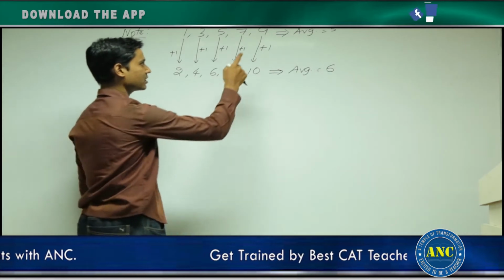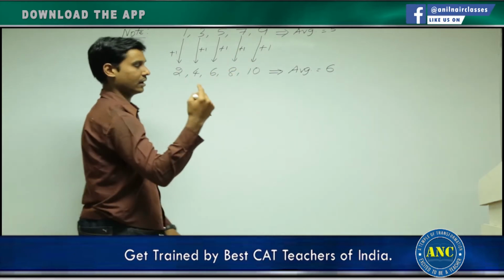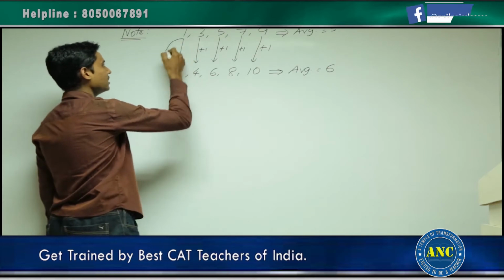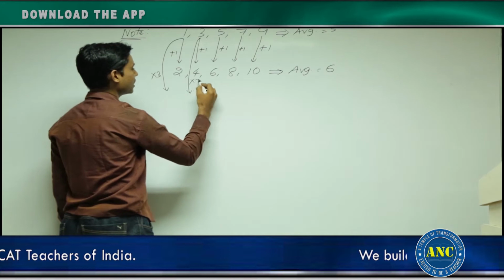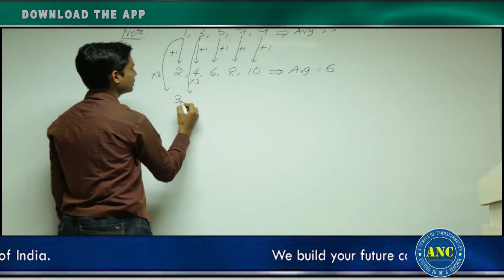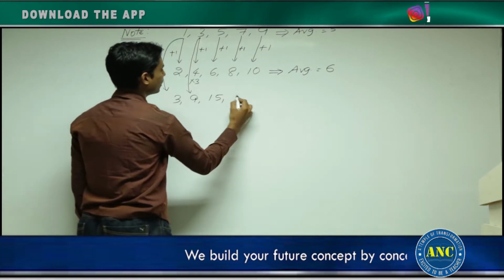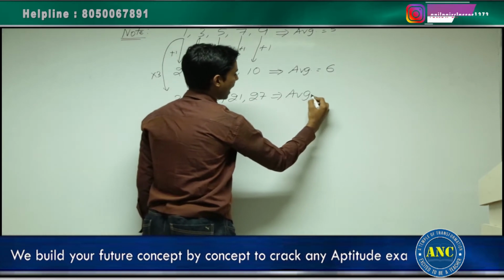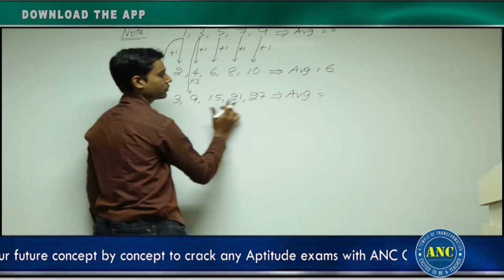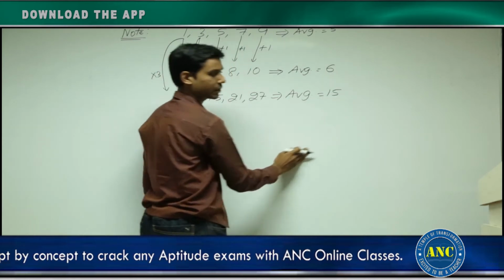Now, instead of increasing each term by 1, suppose each term in the series I multiply by 3. Every number I multiply by 3. Then it becomes 3, 9, 15, 21, 27. Now if you observe carefully, the average of this series is nothing but 15.